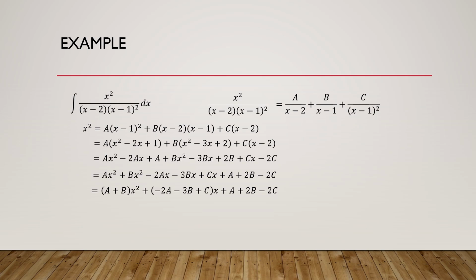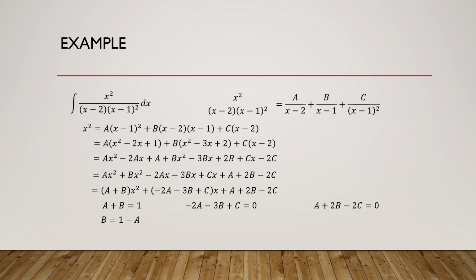Since the original numerator only has a single x squared term with a coefficient of 1, A plus B equals 1. With no x term, negative 2A minus 3B plus C equals 0, and with no integer term, A plus 2B minus 2C equals 0.